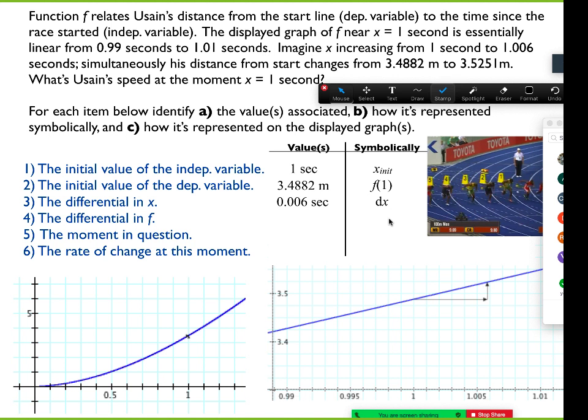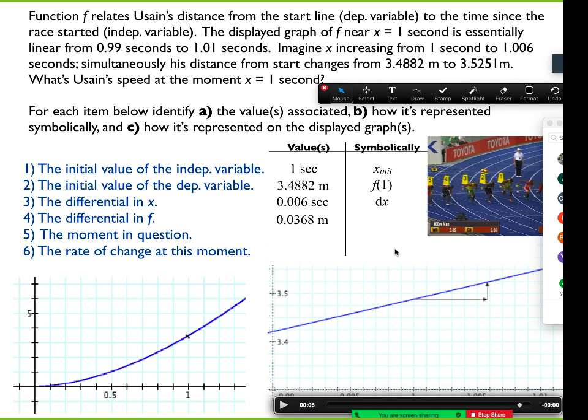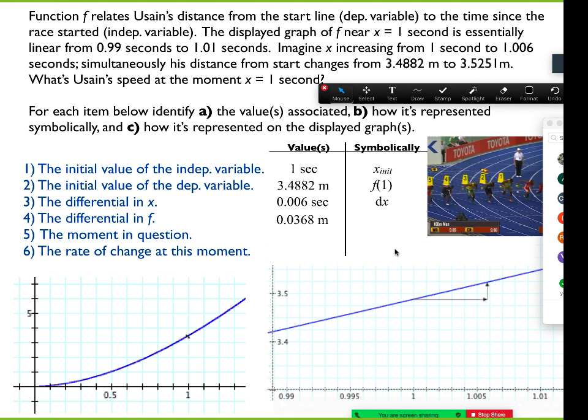So it's going to be exactly, that turns out to be 0.0368. And how do we represent that symbolically? Would you say df? This is a little bit shaky notation, but it's the best we've got here. So we're going to do df. We know that f is not the variable, right? f is the name of the function. This is kind of the best we can do.